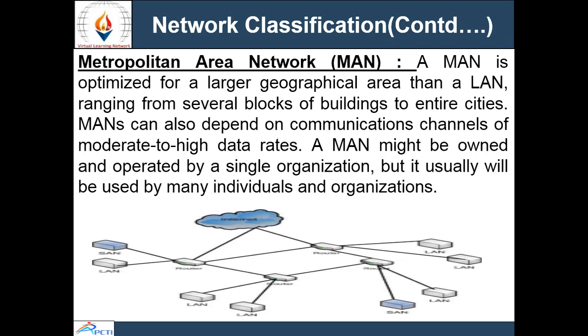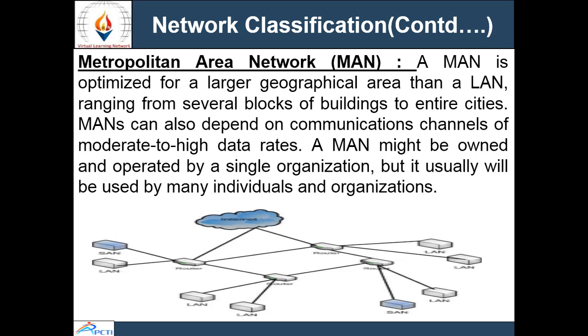A MAN is optimized for a larger geographical area than a LAN, ranging from several blocks of buildings to entire cities. MANs can also depend on communications channels of moderate to high data rates. A MAN provides internet connection for LANs in a metropolitan region and connects them to wider area networks like the internet. The network size falls intermediate between LAN and WAN.